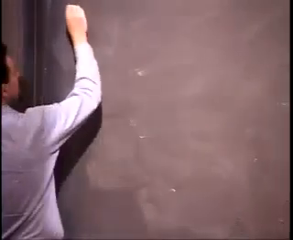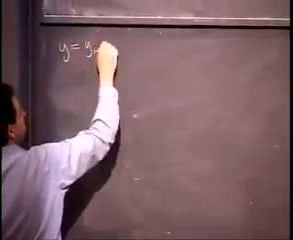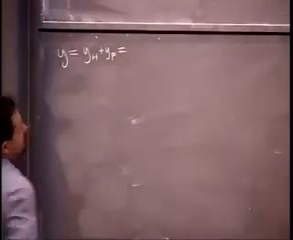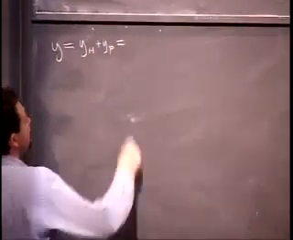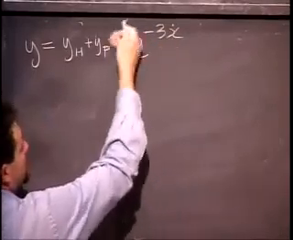Okay, so over here then, I'm going to write down the complete solution. y is yh plus yp equals, well, the homogeneous piece is e to the minus 3x, and I'll write it like this.